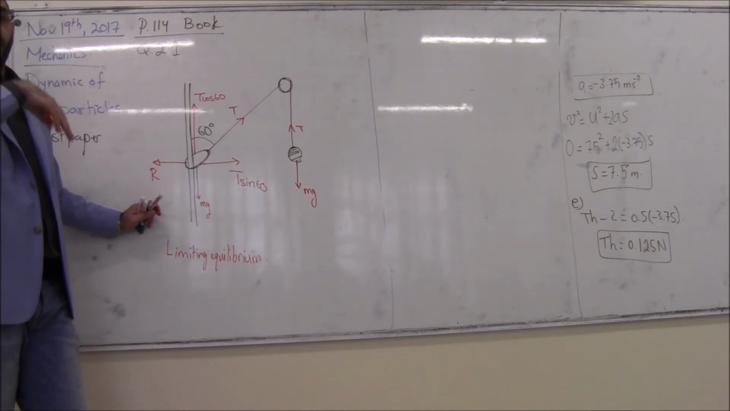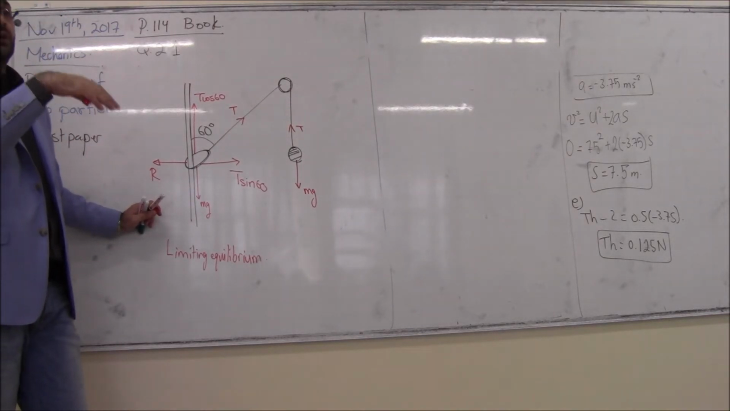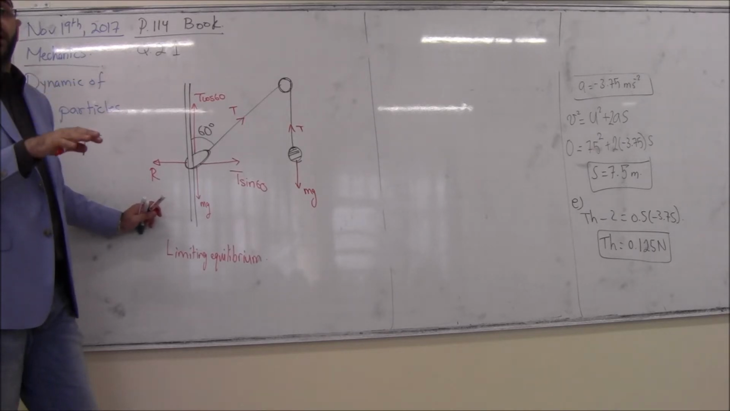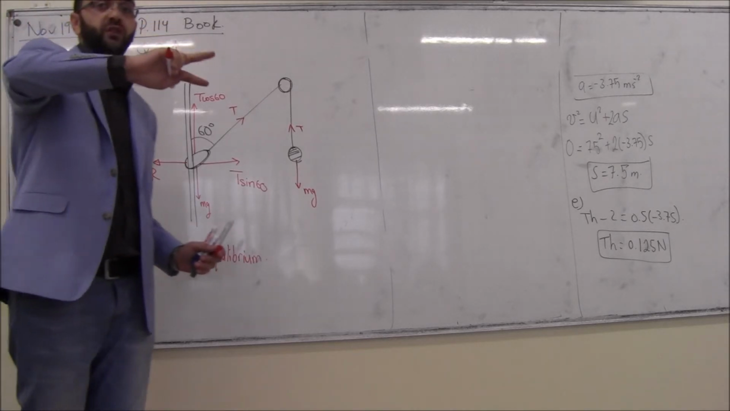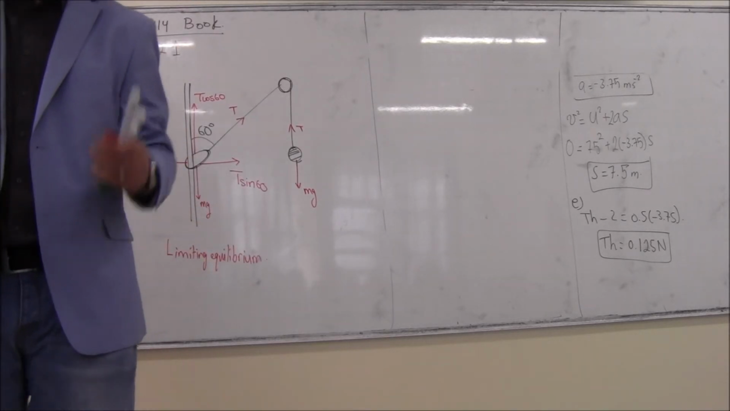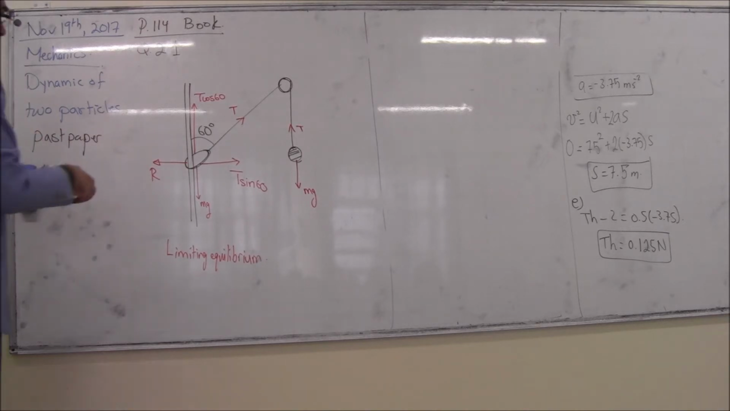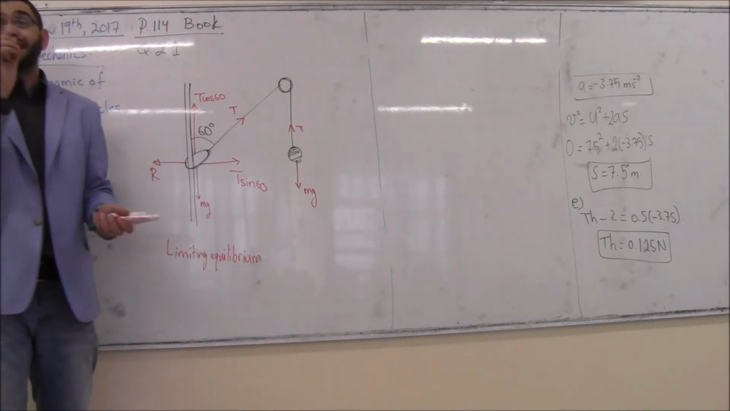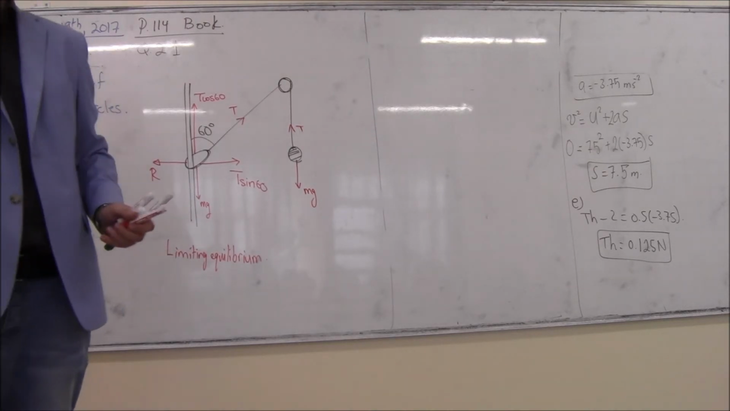If you got the result as a positive value, your assumption is right. If you got a negative value, your assumption is wrong, and you should reverse it. Basically, I don't know where the friction is. Since it's an equilibrium, this is an important point.